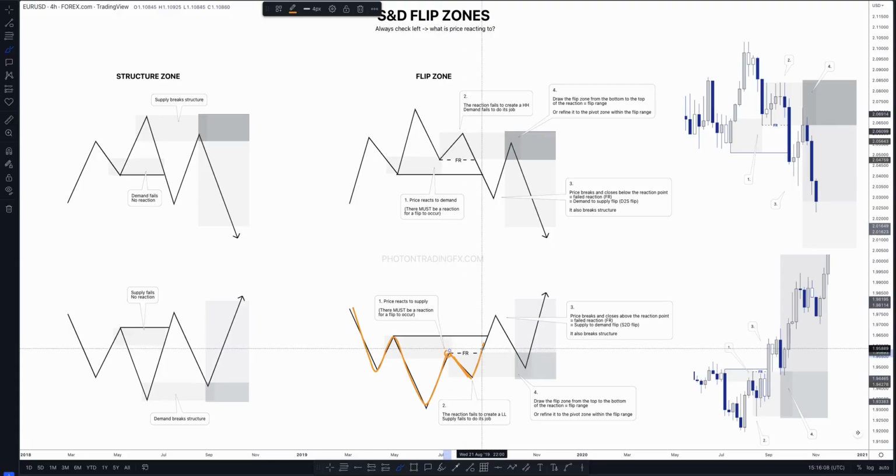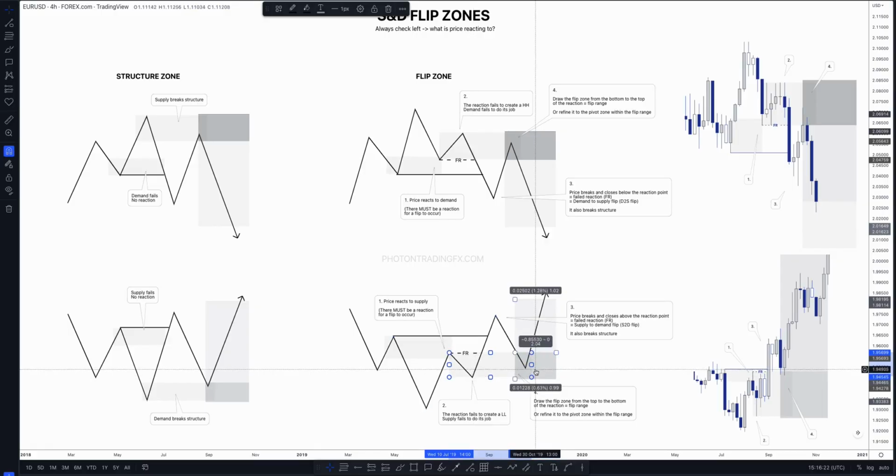Once that happens, you now have a confirmed failed reaction, right? The reaction has failed to do its job. It's failed to make a lower low. So at this moment, you have a flip. And again, that's where you can draw your flip on. You take your box tool and draw it from the top of the reaction to the bottom of the reaction, and then you drag it out to the right. And that is where the supply stepped into the market to flip demand, to overpower demand.